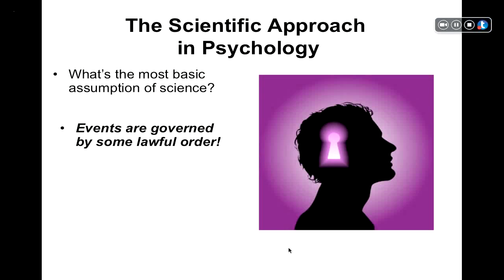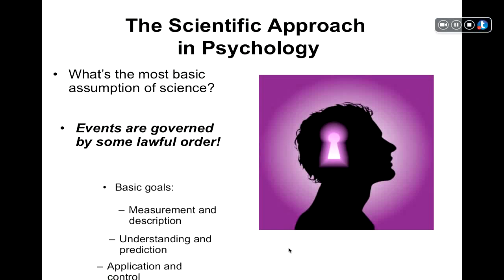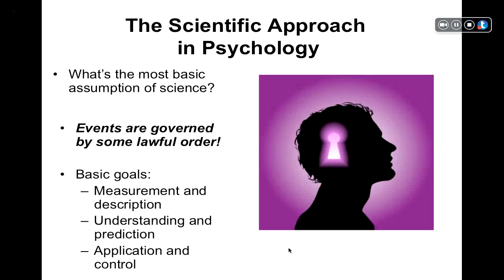You've got to be confident in this belief in order to do the research that will identify reliable patterns and replicable patterns in human behavior. So the idea is that events are governed by some lawful order. Some of the basic goals: measurement, description, understanding and prediction, application and control. So let's start with the first one.